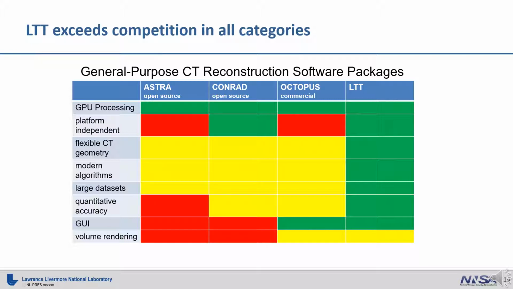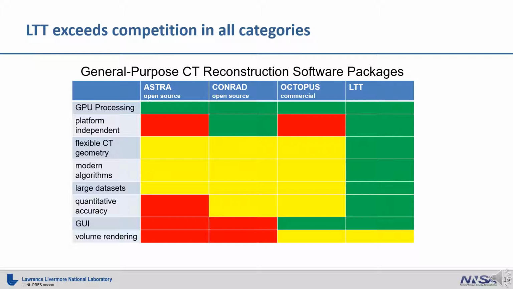The next one is large data sets. I painted these all yellow, but LTT, and this is the reason why. In LTT, you're never limited by how much RAM you have on your GPU or your CPU. It will automatically, behind the scenes, divide things into digestible chunks so that you're never limited by your hardware. I could reconstruct a huge data set on my laptop if I wish. And keep in mind that CT data sets can range from sort of 20 gigabytes to a terabyte in size. Next one, quantitative accuracy. None of these are really quantitative tools but LTT.